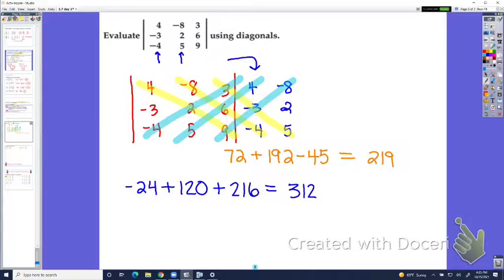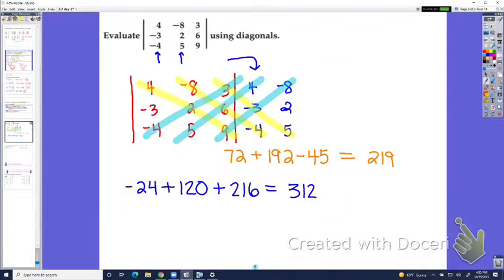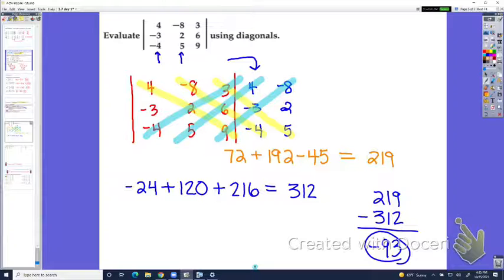And like the directions state, it says subtract the second sum from the first sum. So we are taking 219, subtract 312, and you can do that on the calculator or some mental math, but you get a final answer of -93.